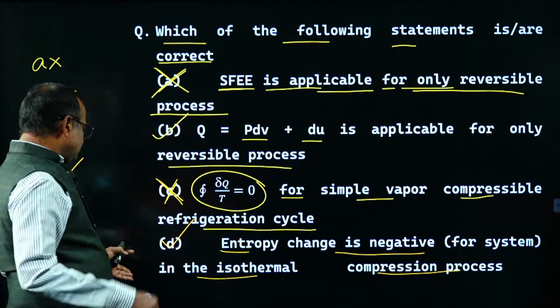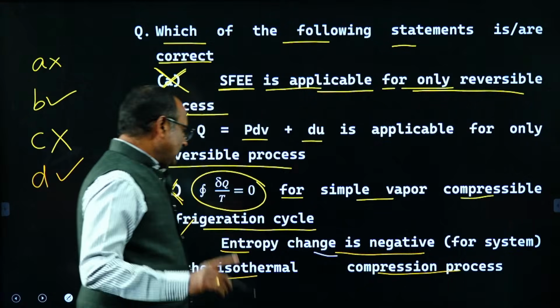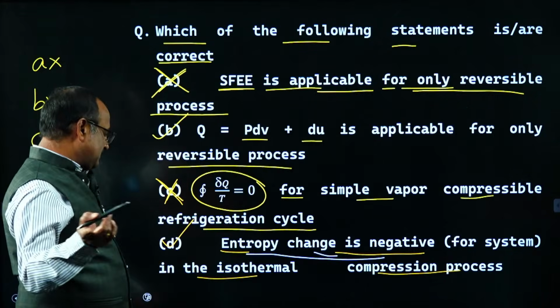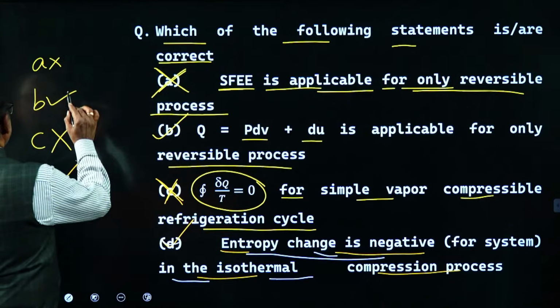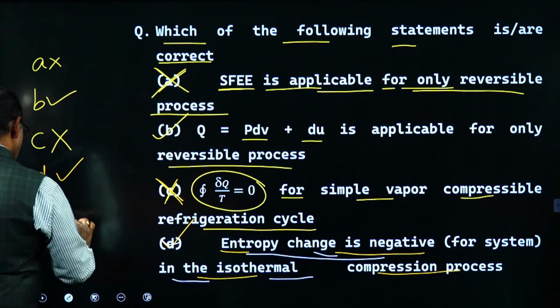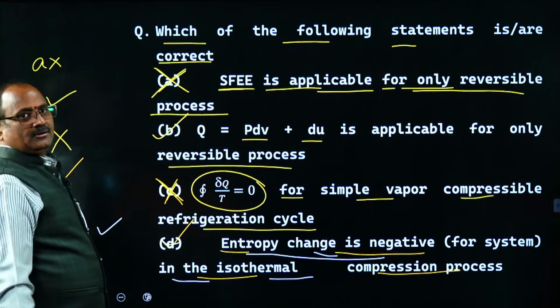Let us read the option D once again. Entropy change is negative for system. System means gas in the isothermal compression. Absolutely correct. So here options B and D are absolutely correct. A and C are wrong.